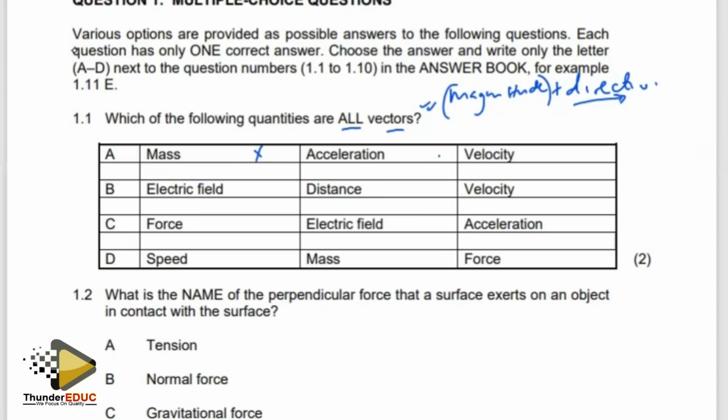Option B, when we look at electric field, distance is a scalar, even if the rest are vectors. So option B is also out. When I look at the bottom option, I'm still having mass, so it is also out. Which means I'm left with option C. Remember, there has to be 1 correct option. Force, yes, it's a vector. Electric field, yes. Then acceleration. So in this case, I'll go with option C.